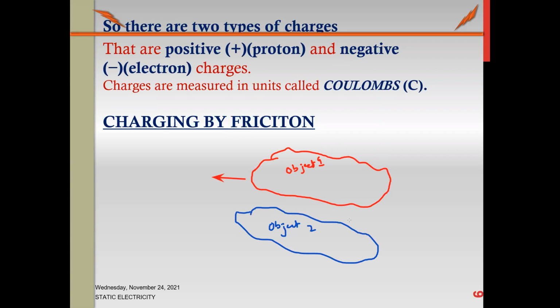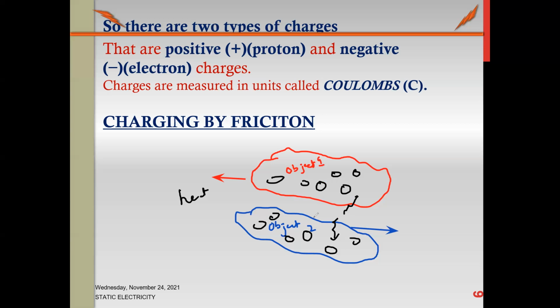When we rub the two surfaces, one over the other, there is friction between the two surfaces because the surfaces are irregular. Whenever there is friction, what form of energy does it produce? It will produce heat energy. This heat energy allows one atom to lose an electron and another atom to gain an electron, because heat is a form of energy.